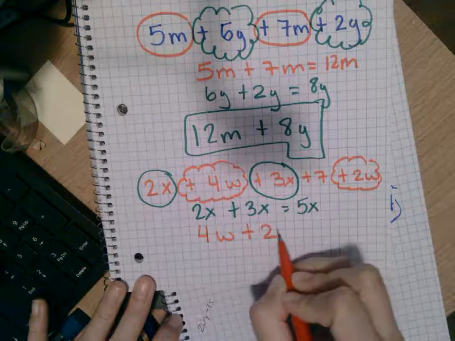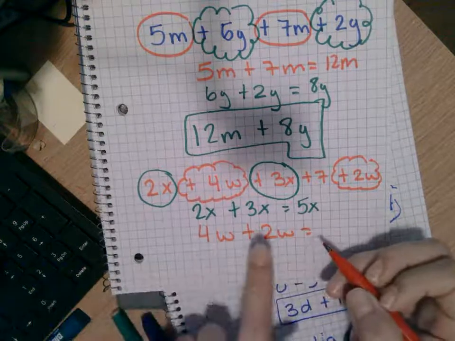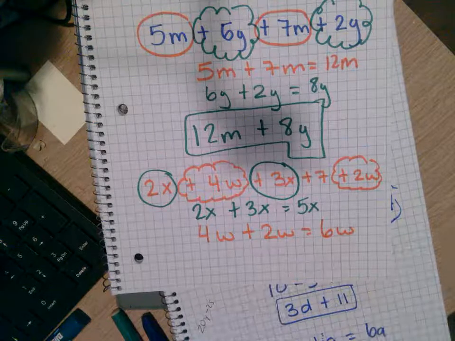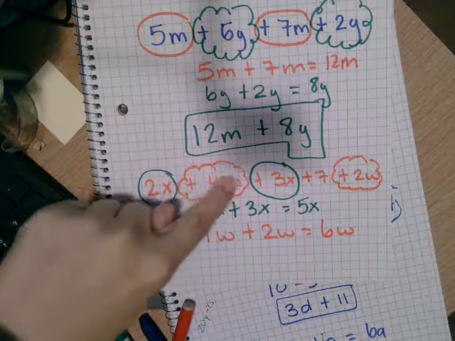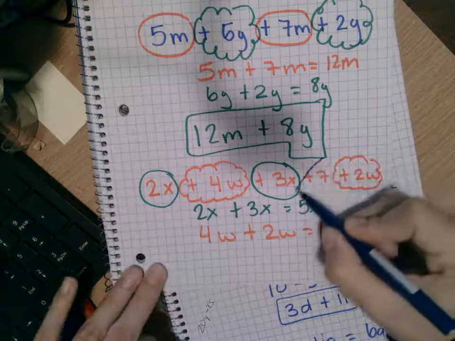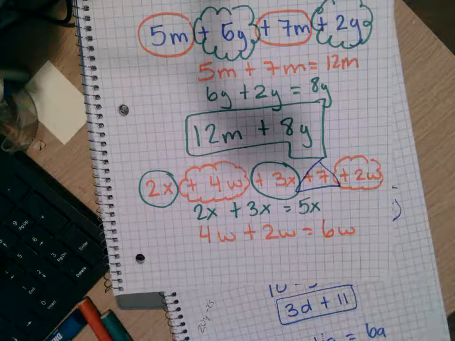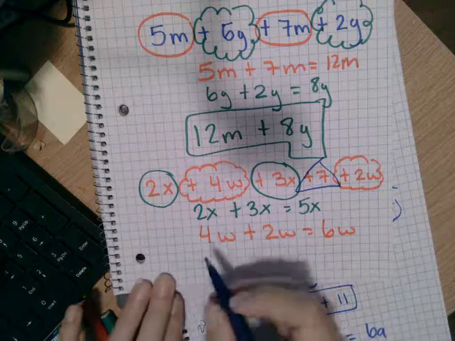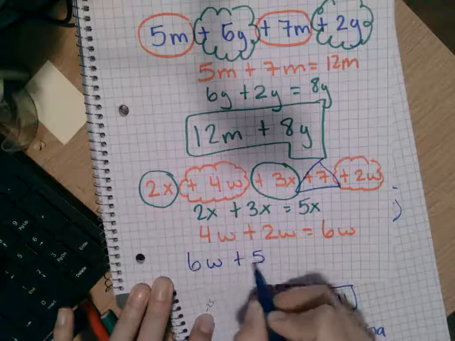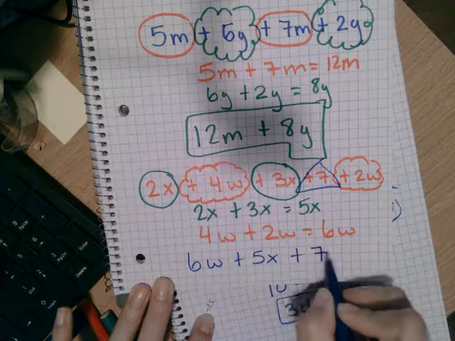4w plus 2w. So 4 watermelons plus 2 watermelons is equal to 6 watermelons. And then I look at my problem and I go, okay, is there anything that's not circled yet? Oh, right there, the 7. And basically the 7, there's nothing I can do with it other than just write it in my answer. So my final answer is 6w plus 5x plus 7.